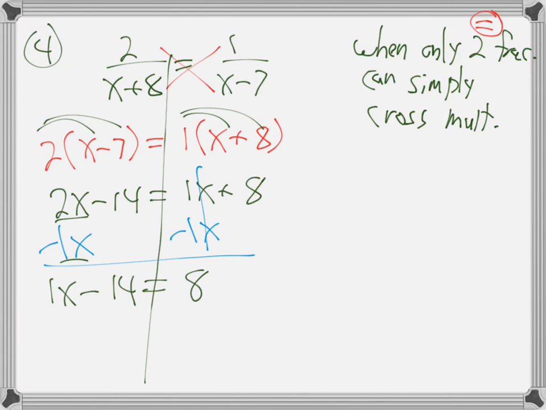Last step to get x alone. Add 14. 1x is, what's that, 22? X is 22.